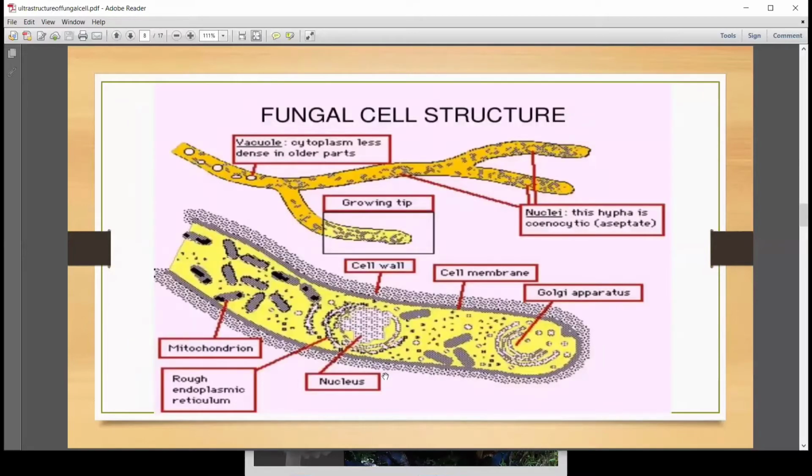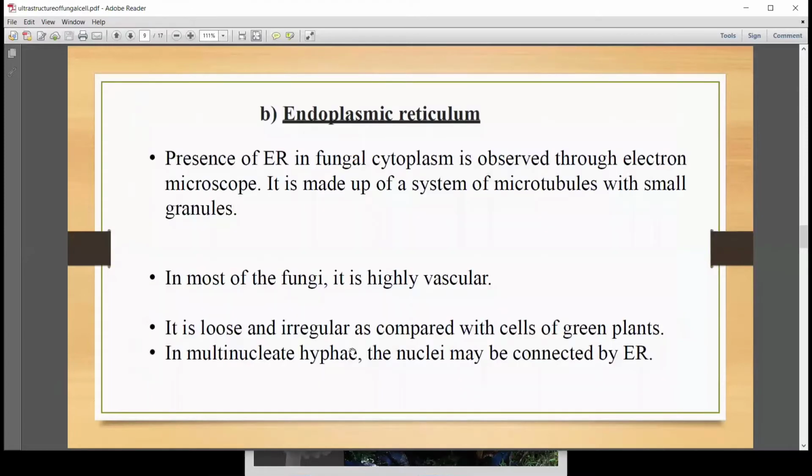Fungal cell structure. You can see here the vacuoles, air cavities, cytoplasm less dense in older parts, nuclei. The hypha is coenocytic, aseptate. Growing tip, cell wall, cell membrane, Golgi apparatus. You can see clear mitochondria, rough endoplasmic reticulum, and here is the nucleus.